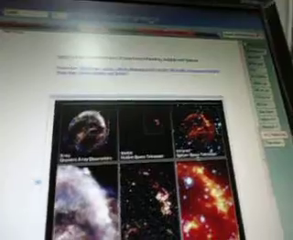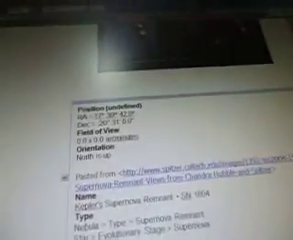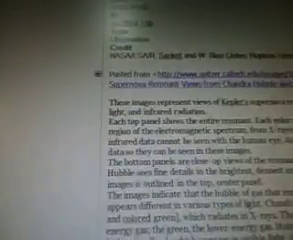Kepler's supernova remnant, views from Chandra, Hubble, and Spitzer. X-ray observatory, visible, infrared, and this shows you what it looks like up close. And then there are the details about it. Nebula type, 13,000 light years away, found in 2004. These images represent views of Kepler's supernova remnant taken in X-rays, visible light, and infrared radiation.